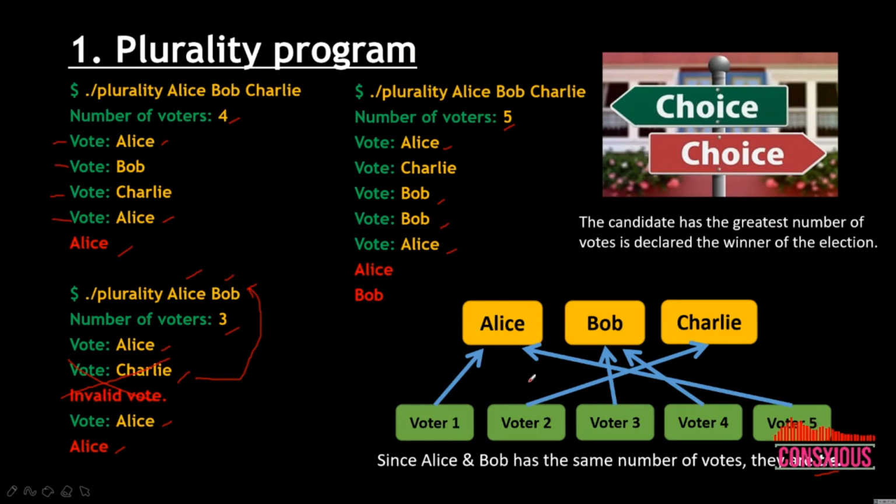As for the graphical illustration, we can see the candidates are the yellow color. So the voters can be more than the candidates. You can see Alice has 2 votes, Bob has 2 votes, and Charlie only has 1. So from here you can see that Alice and Bob have the same number of votes and they are tied.